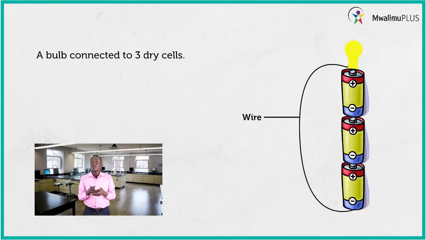Remember, we are talking about three connections, where the first one we have a bulb connected to one dry cell. The second one we have a bulb connected to two dry cells. The third one we have a bulb connected to three dry cells. So the brightness will continue as you continue adding the number of the dry cells. That is what I want you to know. The more you add the number of the dry cells, the brighter the bulb will be.